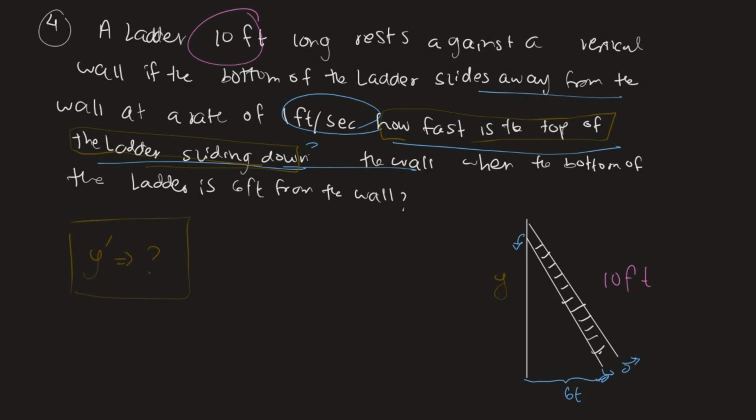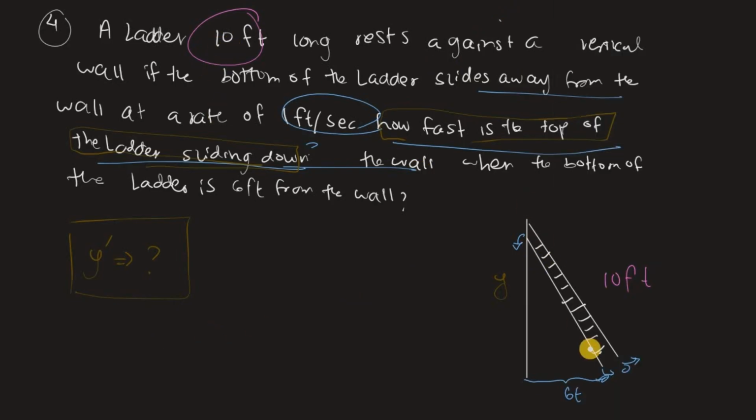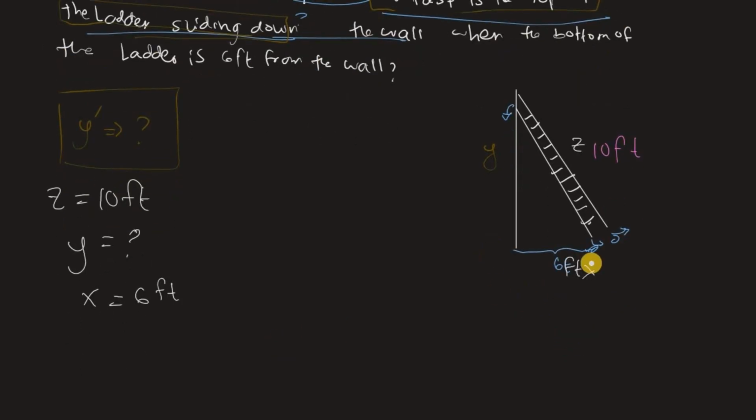Now, what are the things that we're given? Let's say this is x, this is y, and this is z. We are given the value of z as 10 feet, and the y value we're not given. We're given the x value as 6 feet. This whole thing is our x value.